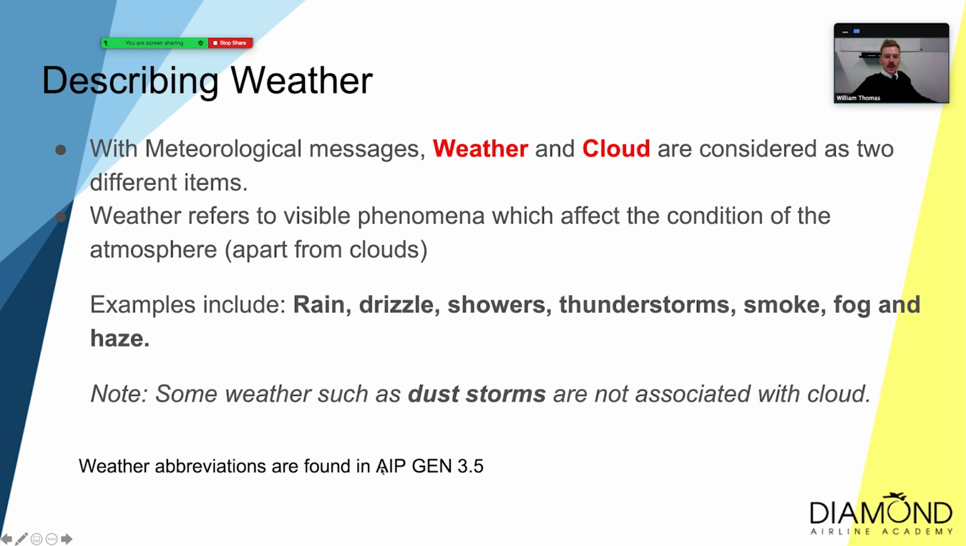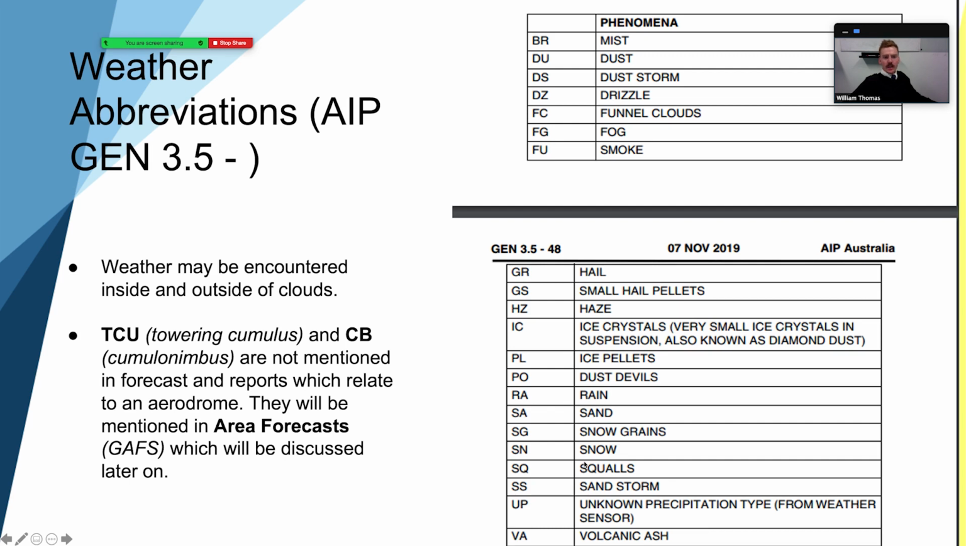Again, our abbreviations can be found in AIP General 3.5. So here they are. There's a big list. So you may see written on a forecast, for instance, DZ. And if we didn't know what DZ stood for, we would go into AIP General 3.5 and we see DZ stands for drizzle.